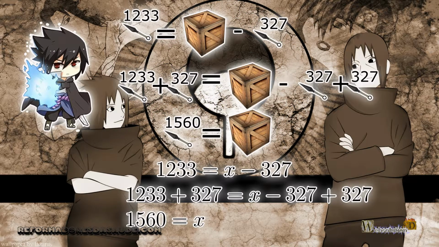Sasuke saw 1233 kunai on the floor and put them in the box, but 327 were missing. How many kunai will fit in the box? Add 1233 with the 327 missing. This is the same as the box, minus the 327 that was missing, plus the 327 that you placed. And so we have 1560 kunai in the box.